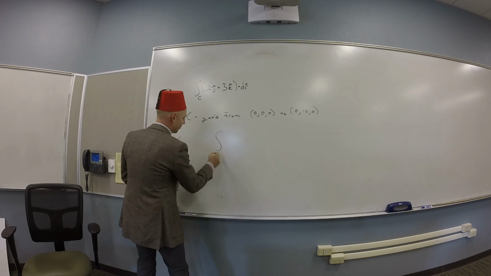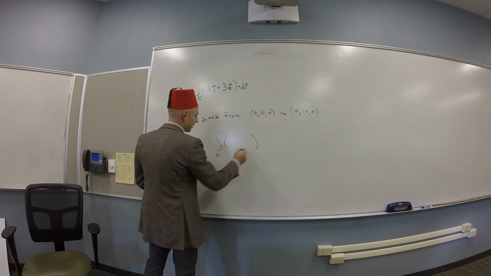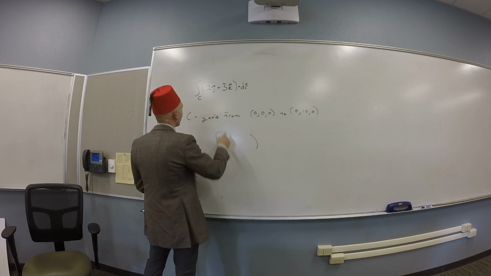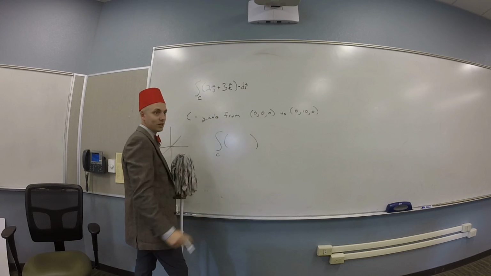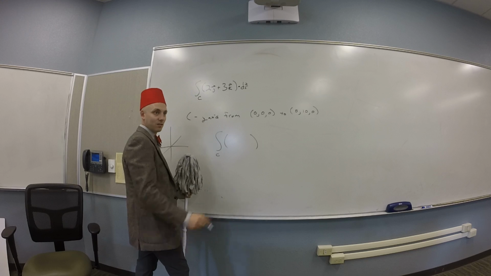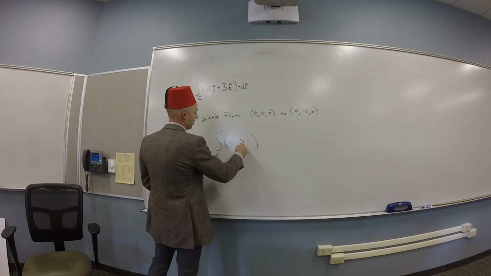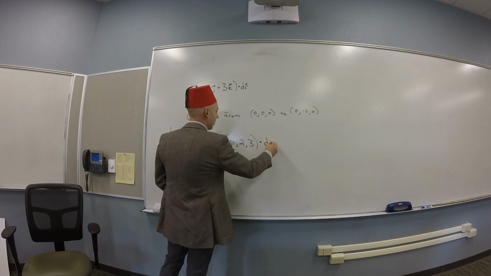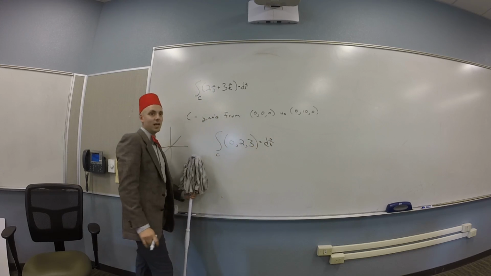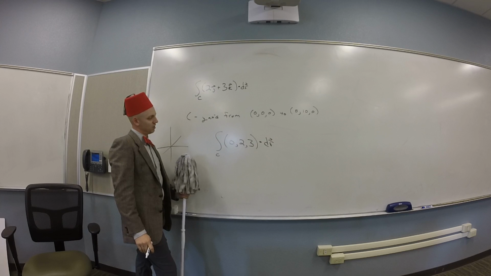I think the other one was to convert this thing into a vector field, right? So that thing in my usual vector notation is what? 0, 2, 3. Dotted with dr. And then, what were you saying, Priya? I think that was a good idea.